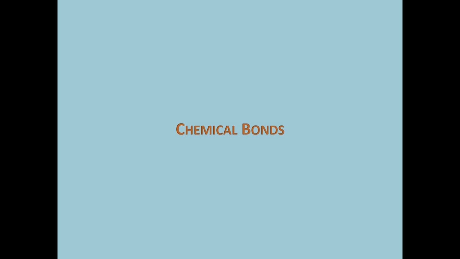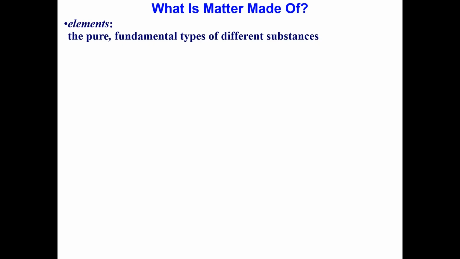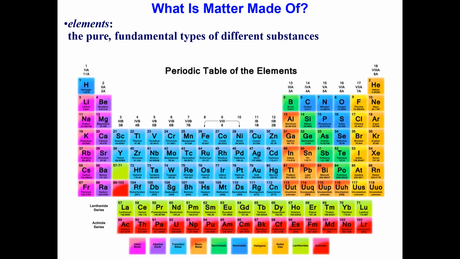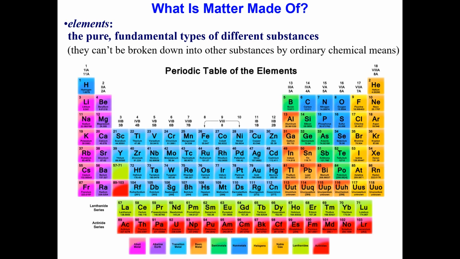Now that we know a little bit about the importance of compounds in the basic structure of an atom, we're going to talk about chemical bonds, since that's what we need for compounds to form. Remember that elements are the pure fundamental type of different substances, meaning that they cannot be broken down into other substances by ordinary means. Compounds, on the other hand, can be.